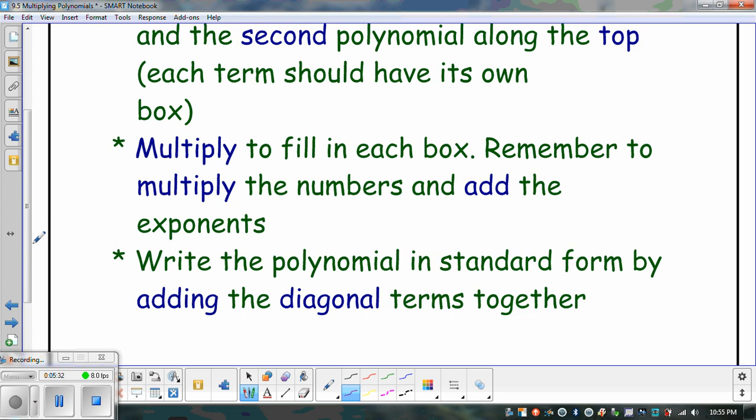Once you have the two polynomials set up, you will multiply to fill each box, just like your old school back to third grade with your multiplication charts where you used your fingers to guide to find the answer on the multiplication chart. Remember to multiply the coefficients and add the exponents. When you're done, make sure you write the polynomial in standard form by adding the diagonal terms together. As long as you add like terms together, you'll see that they are diagonal in the boxes. Once you've got those steps down, go ahead and move on to the first example.